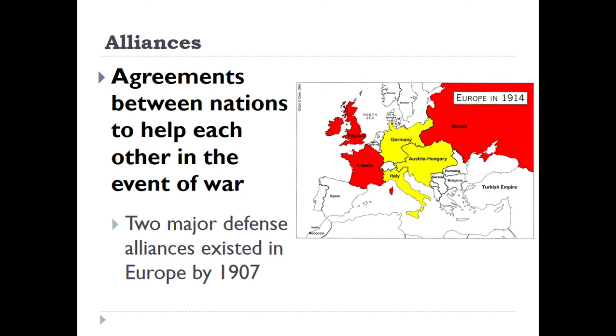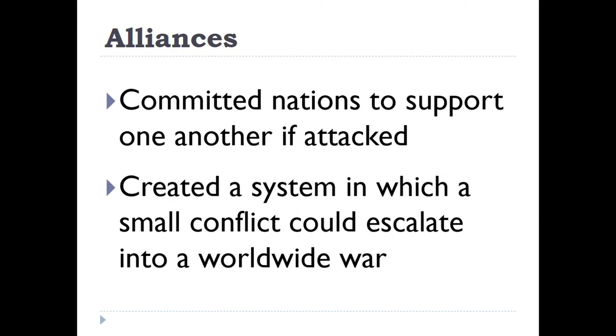But there is a problem. Every nation is promising, if you're attacked, I got your back. The problem is, if two countries were going to fight each other, it might be a small one-on-one conflict. But if both countries have these alliances, it can escalate very quickly into a worldwide war. Just like a fight between two people. If it's one person versus one person, okay, it's not a great thing, but it might end right there.